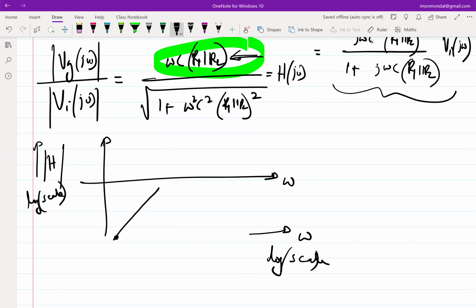And then at very high frequencies, what should the plot look like? Constant with a value of 0 dB, right? 1 in absolute scale, 0 in log scale. So it should look like this. Sorry, I should not interpolate. So this is here, and this should look like this.